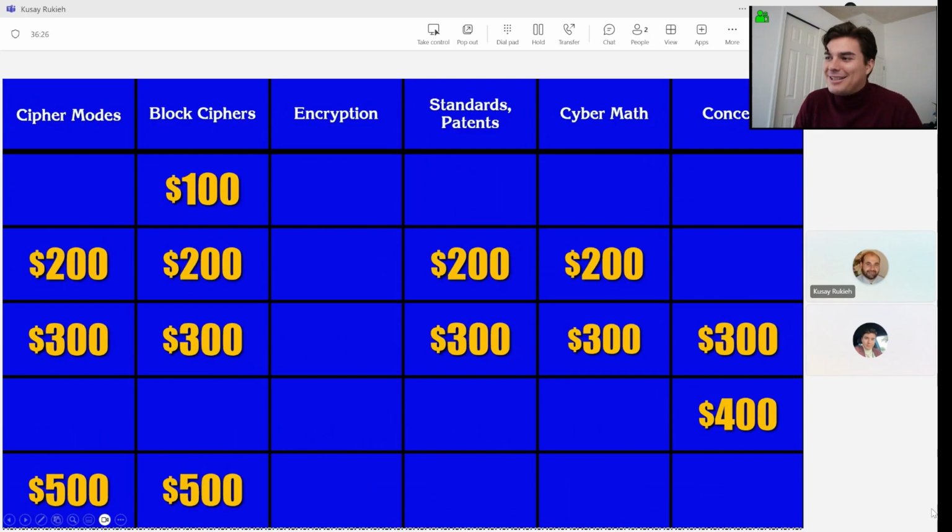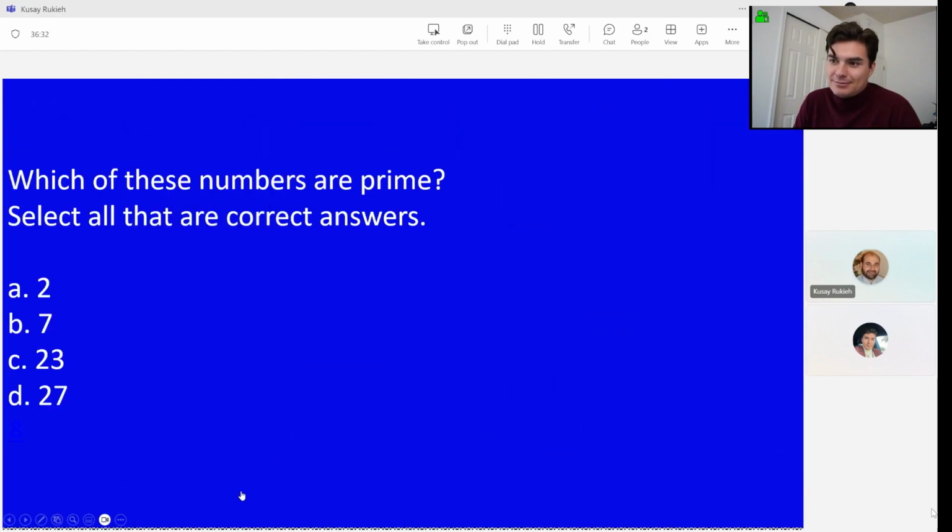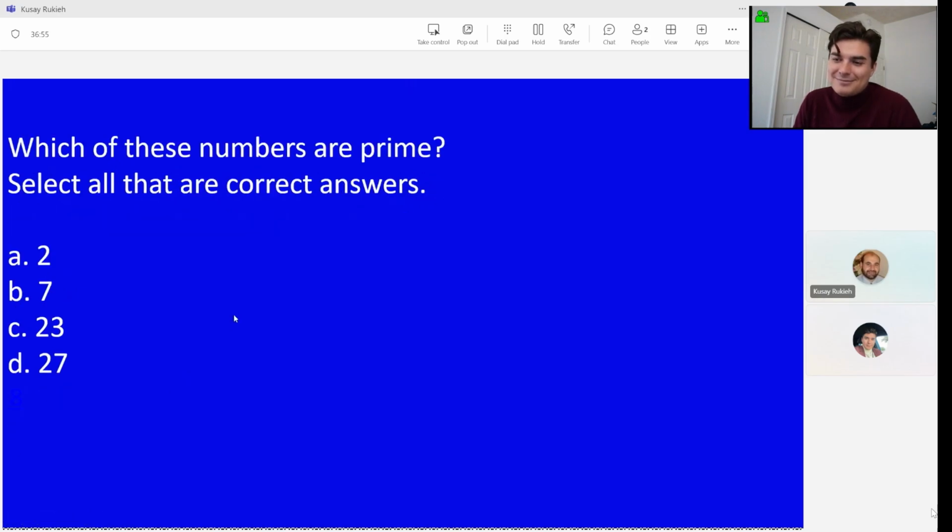Let's go with Cybermath for $300. Prime numbers. That would be 7, 23, and 7. A, B, C. B and C. Yeah, ABC. A, B, C. Okay, good. And how about two? Yeah, two is divisible by itself and one, right?